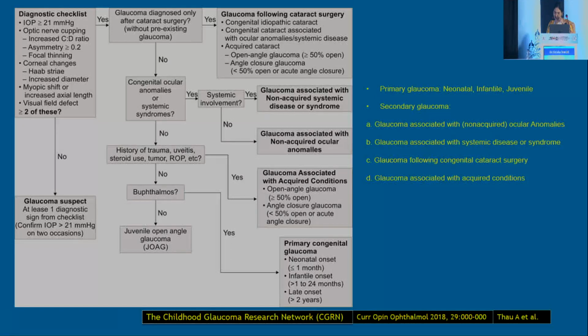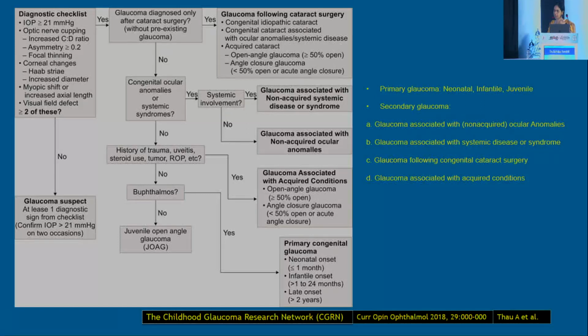So coming to the secondary glaucomas, primary glaucomas, I think we are clear. Secondary glaucomas again are classified into these categories: glaucoma associated with non-acquired ocular anomalies, that means basically developmental anomalies; those associated with systemic disease and or syndromes; glaucoma following congenital cataract surgery, which is a separate category altogether; and glaucoma associated with acquired conditions.